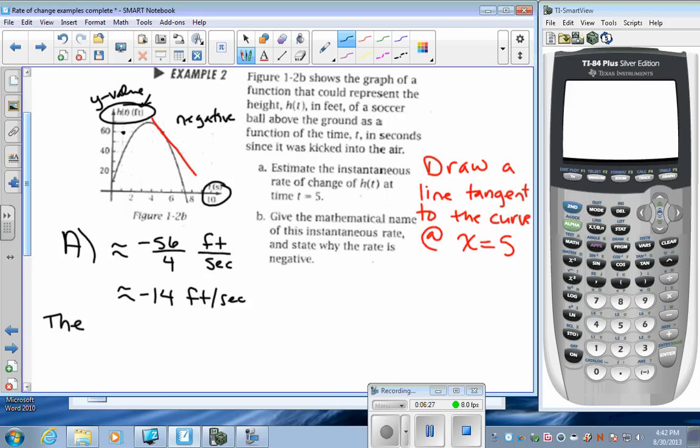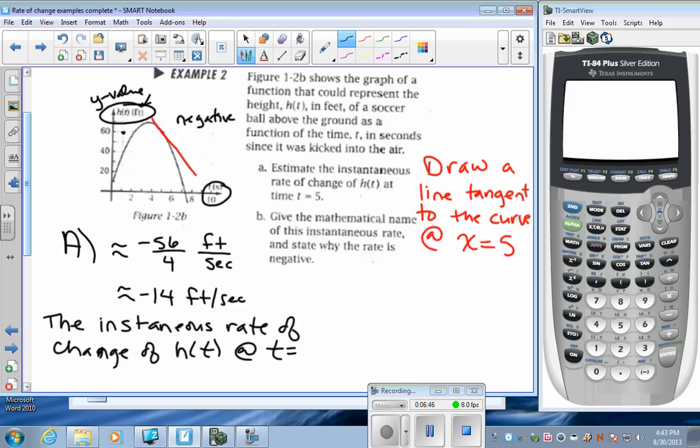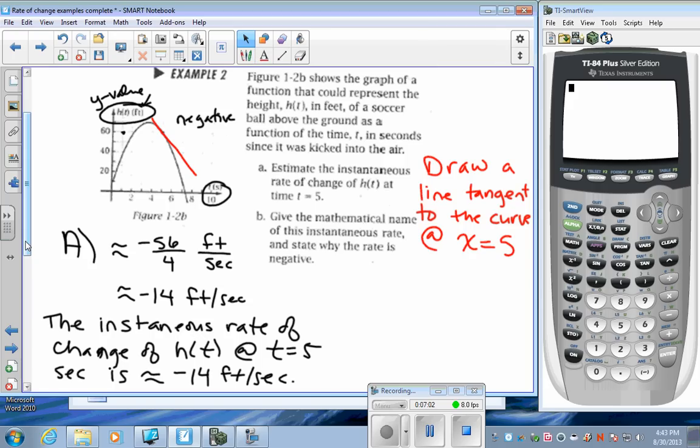So whenever we have a question written in a sentence, we want to answer in a sentence. So the instantaneous rate of change of h of t at t is 5 seconds is approximately negative 14 feet per second. Again, those units are going to be extremely important for the entire class, especially in this first unit. So please be sure you give units anytime units are presented in the problem.